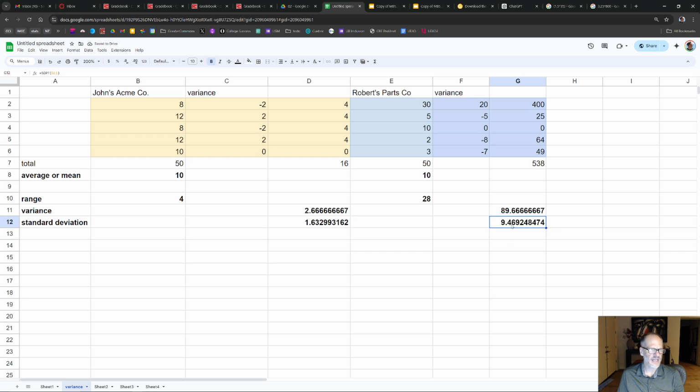Let me just check that. That's the square root of that one. So that one's working right. And so you can see the standard deviation is 1.63, and here the standard deviation is 9.46. What is the standard amount that the data deviates from the mean? How much does the data deviate? What's the standard deviation from the mean? This is a measure of it.